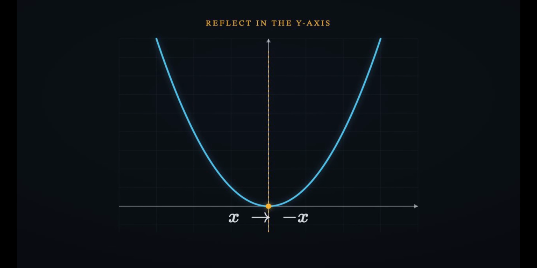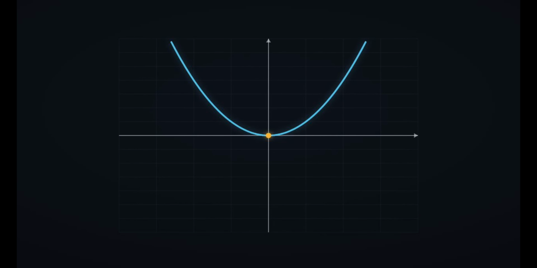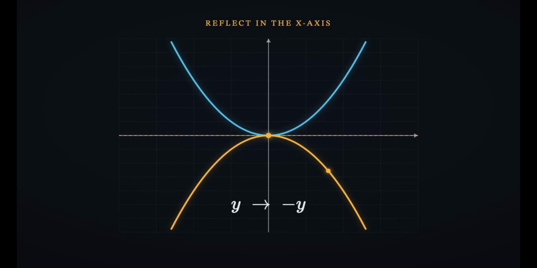The second one is a reflection. To reflect in the y-axis, replace x with minus x. Here, y equals x squared is even, so we don't see a difference. To reflect in the x-axis, replace y with minus y. The minus is often moved to the other side to isolate y, so it often looks like y equals negative f of x.